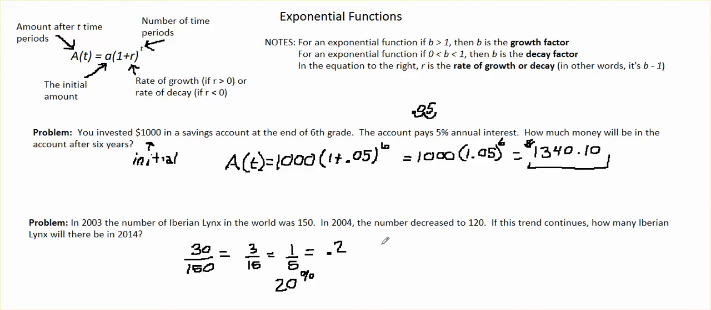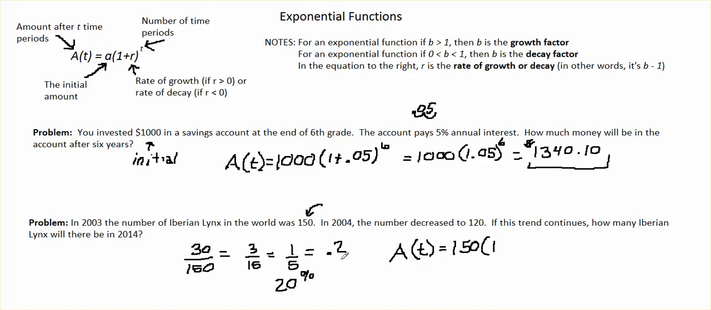That's horrible. But anyways, let's see how we can use this 0.2 to figure out how many Iberian lynx there will be in 2014. So let's build our function. We know that our initial amount of lynx was right here in the year 2003. That's when they first counted them. And we had 150 Iberian lynx.